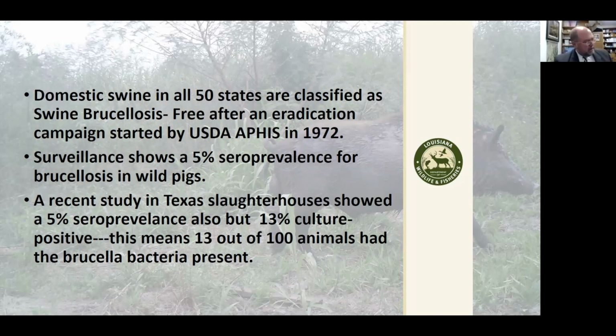So a recent study done by USDA in the slaughterhouses in Texas, in the feral hog or wild pig slaughterhouses, also showed about a 5% serological positive rate on the blood from those pigs, but they went in and cultured the lymph nodes and actually cultured the bacteria out of about 13% of the lymph nodes. So that indicates to us that we're probably underestimating the prevalence with our seroprevalence rate doing surveillance across the countryside.